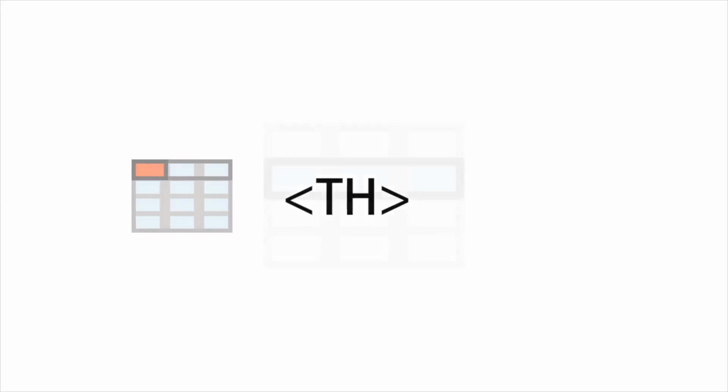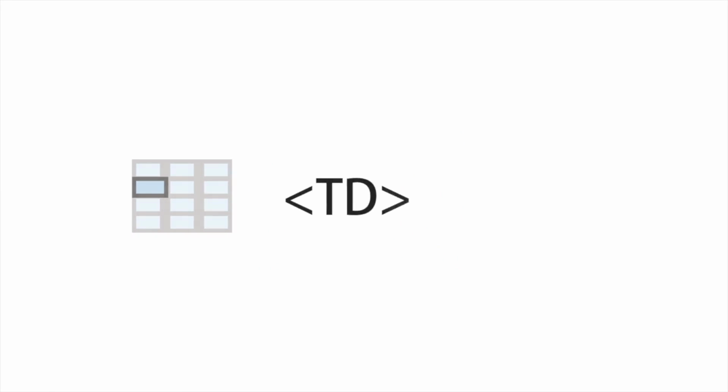Table tags look like a grid. Table header tags resemble a highlighted cell on the top row of the grid. Table row tags resemble a highlighted row within the grid. Table data tags represent a single highlighted cell within the grid.